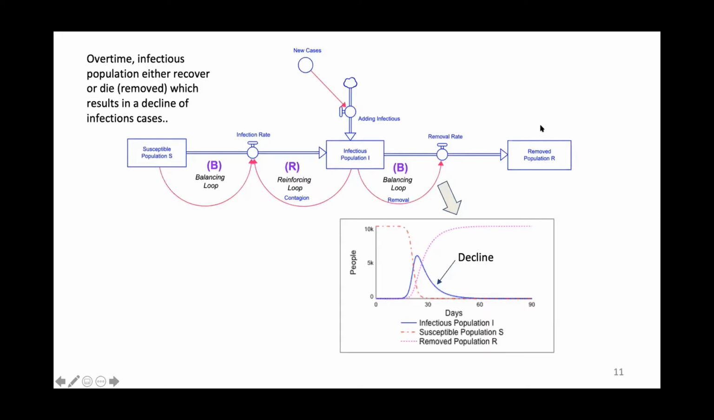Hopefully they're recovered more than they're removed or they die. And that's when we see a drop in that chart, because we're draining this stock of infectious population. We also call it a balancing loop, which is the removal of those folks to become removed. And with this, we can see how this went from growth to an equilibrium to a decline.